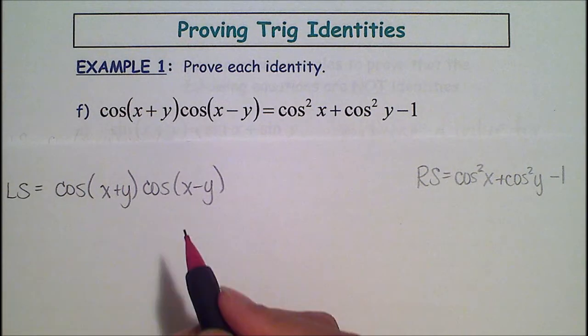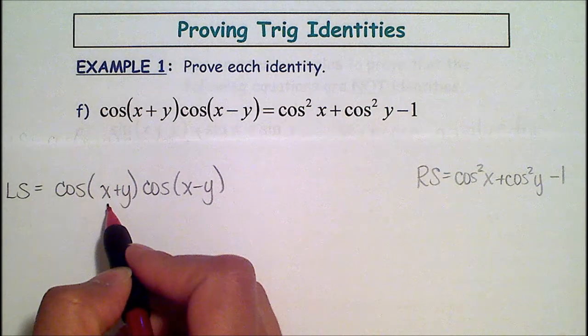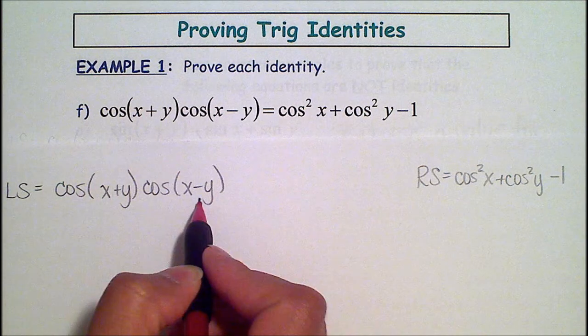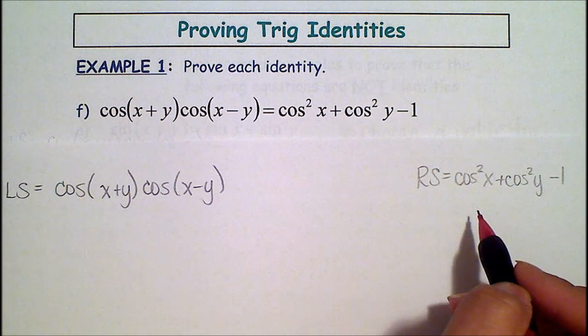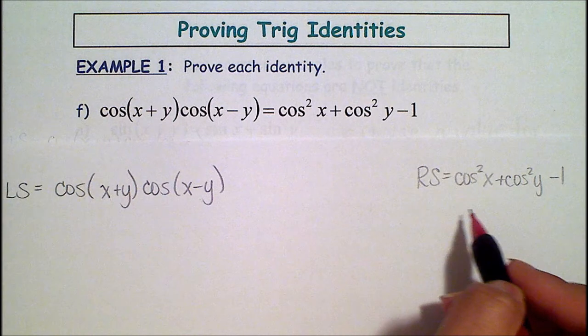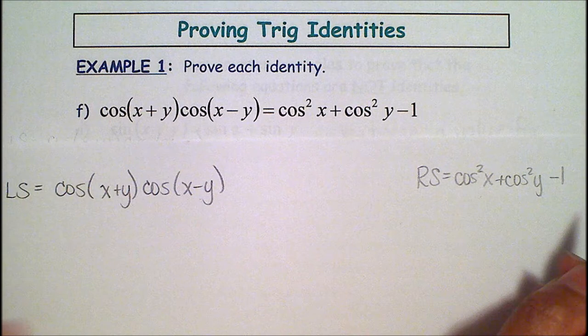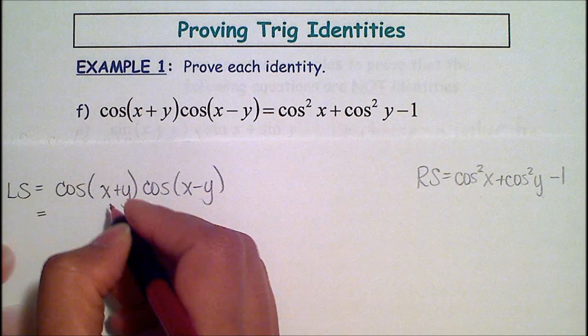So you'll notice that this one here is in terms of two angles, same thing here. Whereas all the parts, all the terms that I have on the right-hand side are in terms of one angle. So just an x or just a y. So I'm going to start with the left-hand side, and I'm going to use my compound angle formulas to rewrite this part.